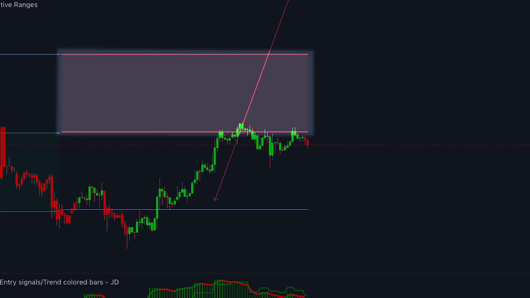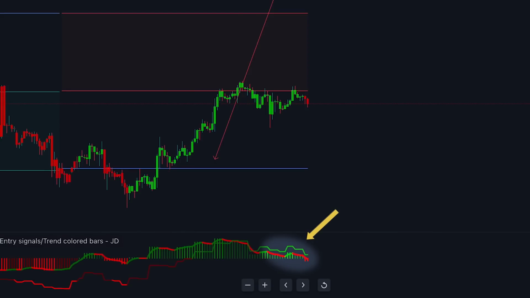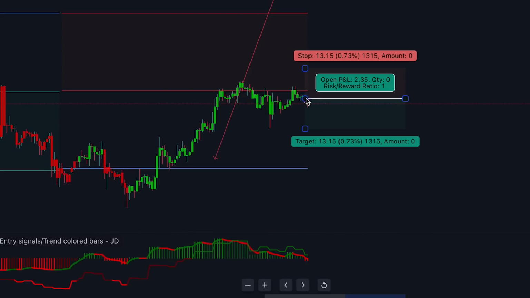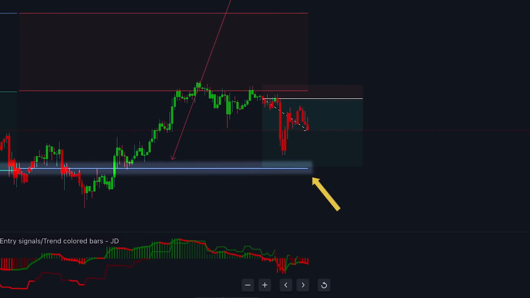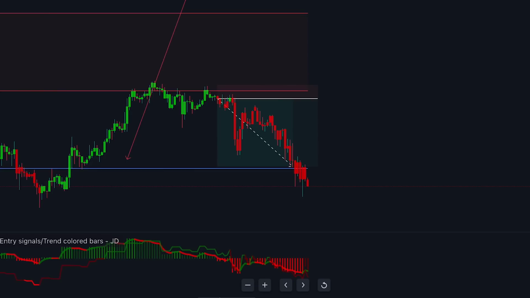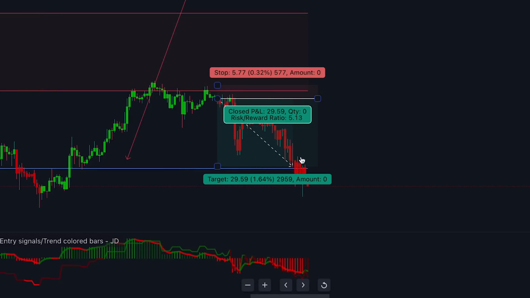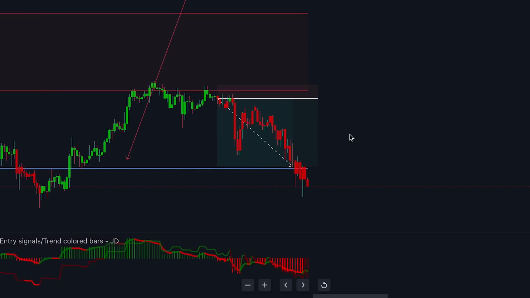Wait for price to enter the opposing side of the range sentiment. Wait for a signal that aligns with the range sentiment. And execute targeting the equilibrium zone. This strategy utilizes all aspects of the LuxAlgo predictive range indicator to get the best value from the product.